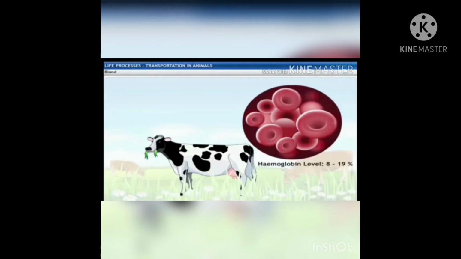And the hemoglobin content varies in different organisms also, or different animals. In case of a cow, it is 11 to 12 gram per 100 ml. In case of a bull, it is 13 to 14 gram per 100 ml, and calf, it may be 10 to 11 gram per 100 ml or deciliter. Okay.